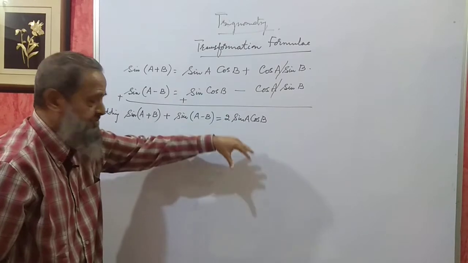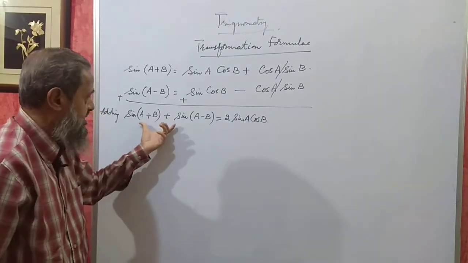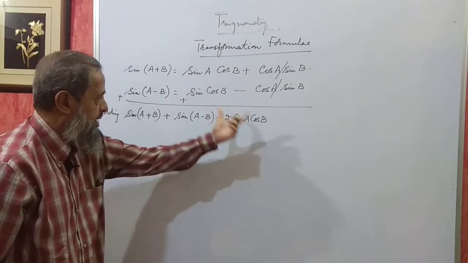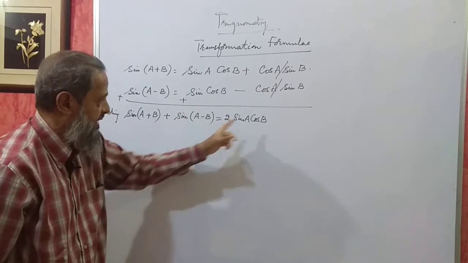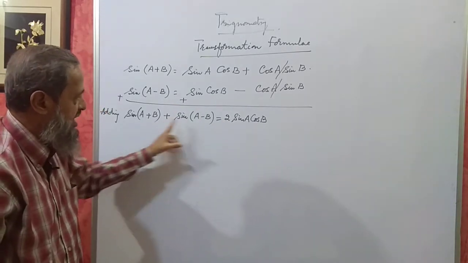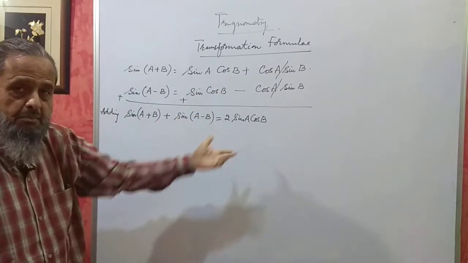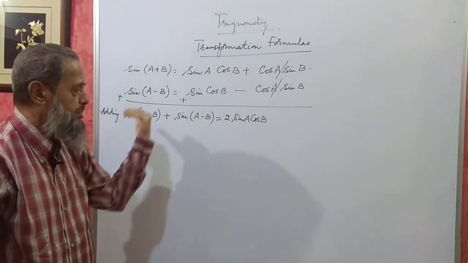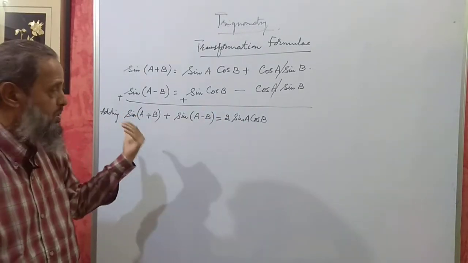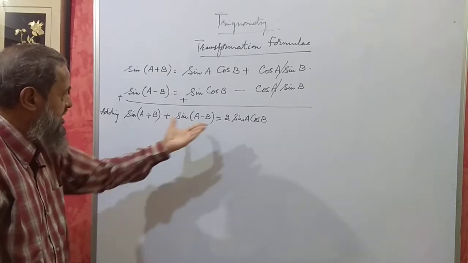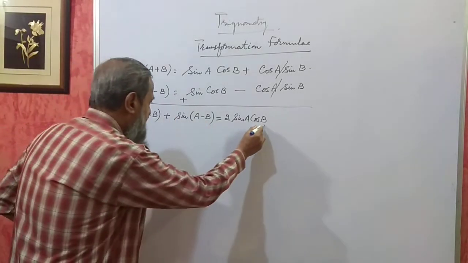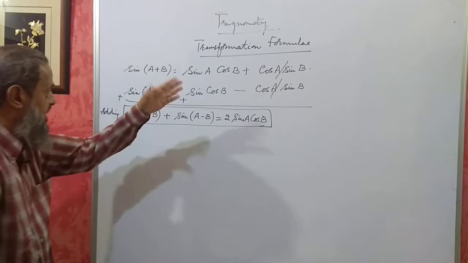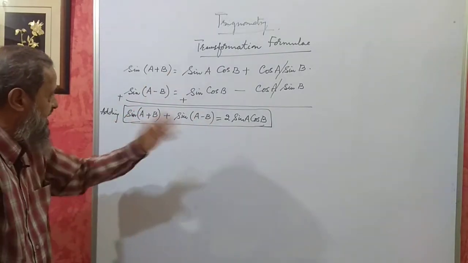Now, it has got transferred into product form. This is addition or subtraction form. It has got into the product form, multiplication form. From addition, here you have addition, here it has become a multiplication. So an addition problem can be converted into a multiplication problem, and a multiplication problem can be converted into an addition problem. So these formulae are called transformation formulae. That is, vice versa, we can do it.